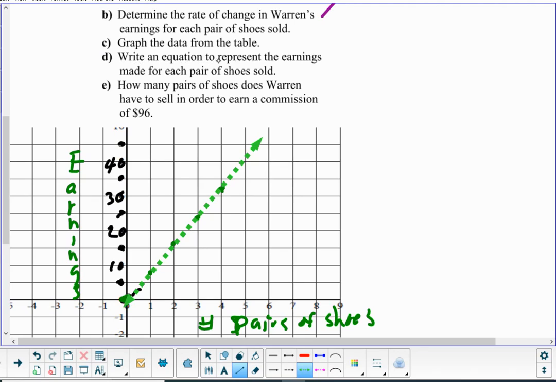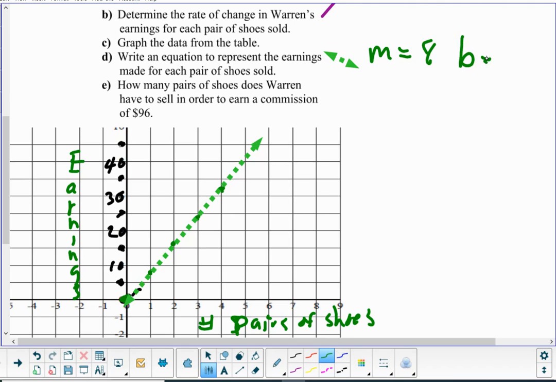All right, write an equation that represents the earnings. So we had a slope of 8 and a y-intercept of 0. So we had y equals 8x. All right, how many pairs of shoes does Warren have to sell in order to have a commission of $96?